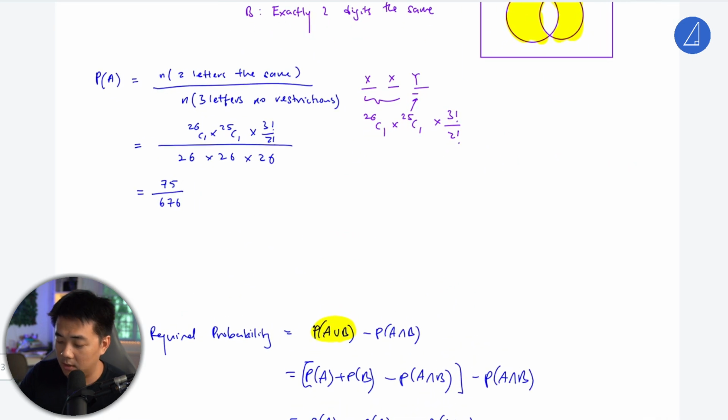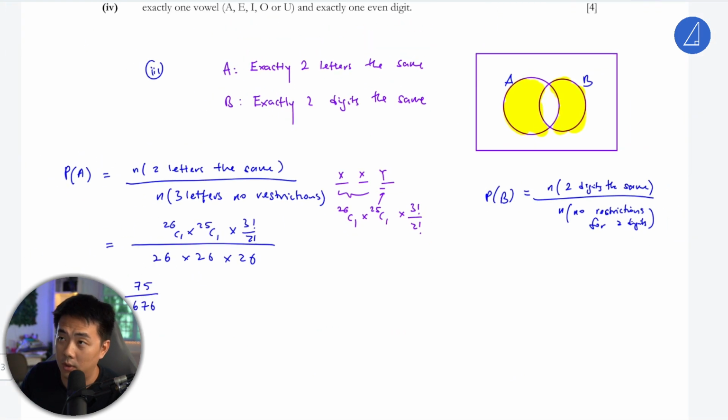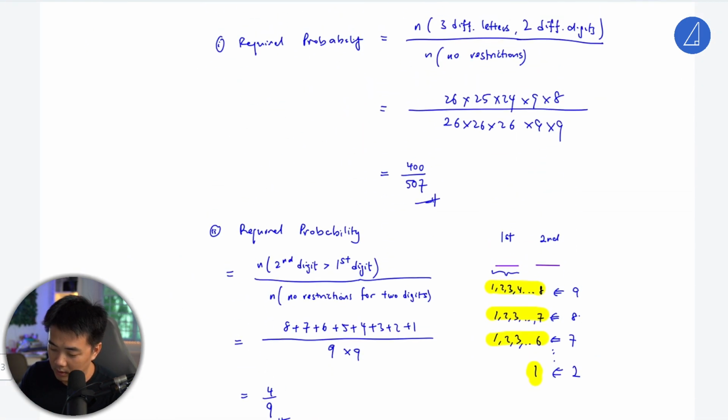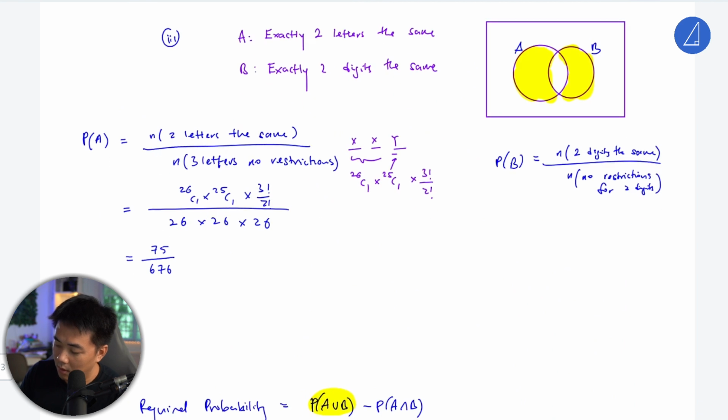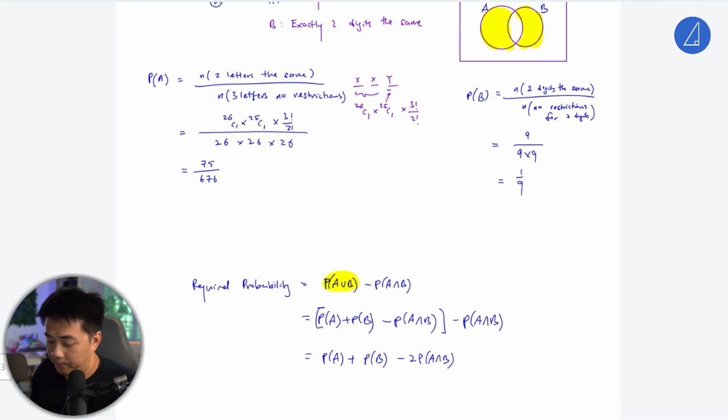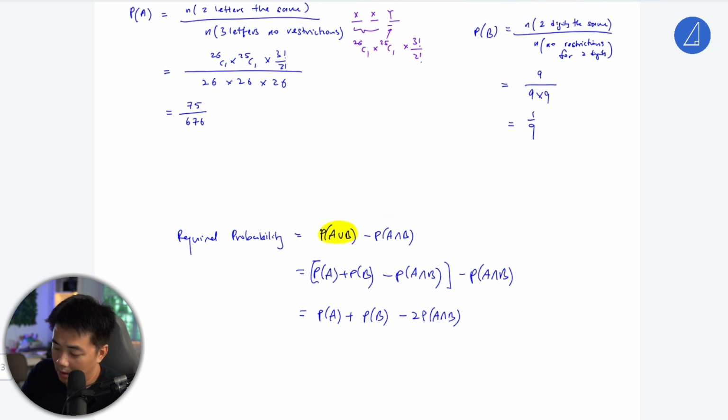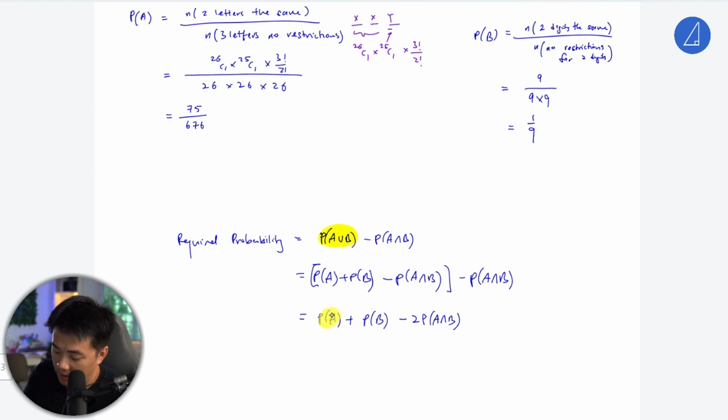I think for P(B) is quite okay because two digits the same. You count the number of ways you can have two digits the same because we only run two digits, right? So you can have 1, 1, 2, 2, 3, 3, 4, 4, 5, 5. Every one is just 1. It's just 9 cases. No restriction for two digits will be 9 multiplied by 9. So it's just 1 out of 9, right? That's P(B).